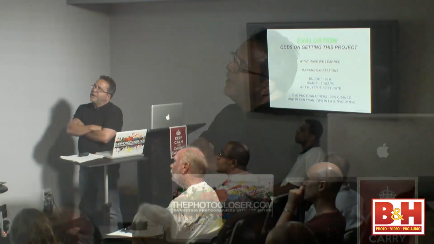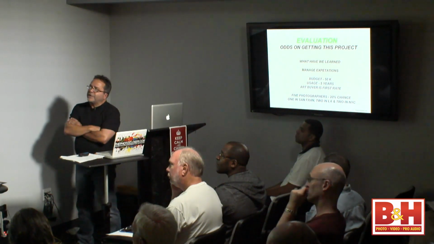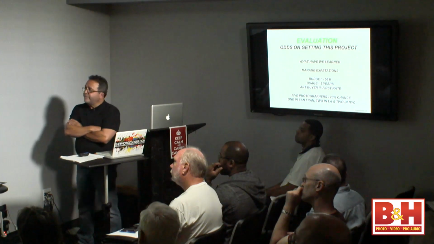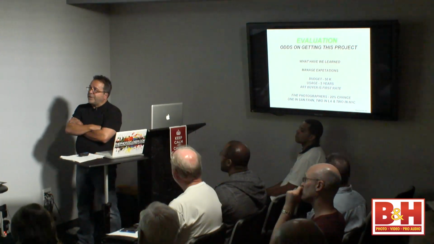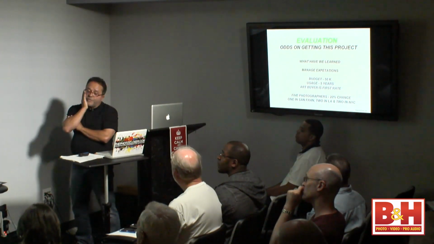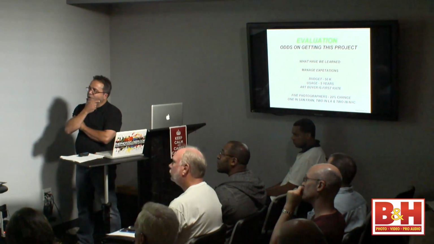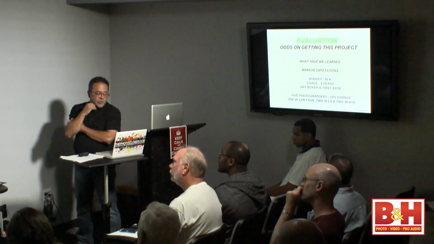So now you manage your expectations. You've got this information, and for me those are really the highlights. You got a budget of $50,000. The usage is 5 years. The art buyer is first rate. She's giving me all the information I need, and I've got five of us bidding on this job. So it gives us a 20% chance. And like I said, 1 is in San Francisco, 2 in LA, and 2 in New York.